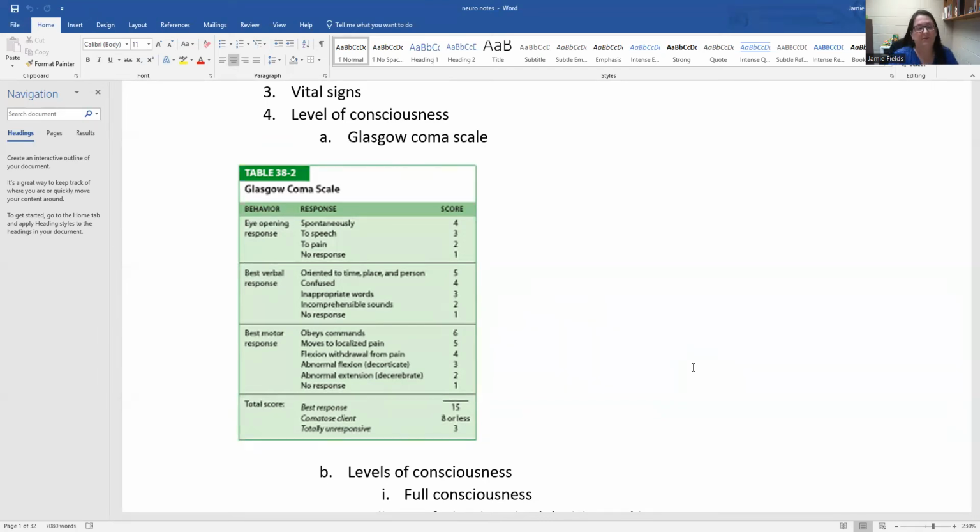No motor response is 1 point. So the lowest Glasgow Coma Scale is 3. That patient is totally unresponsive. 8 points or less are considered comatose. Best response is 15. 14 is seen pretty commonly.